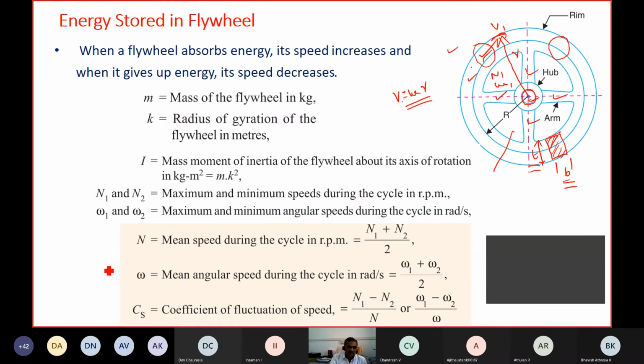Now, the same thing is explained here. So now we are going to derive the expression for energy stored. What is delta E? That is the fluctuation in energy. I told you that at one point the energy will be minimum, and at another point the energy will be maximum. So let us take E1 minus E2. E1 is the maximum energy, E2 is the minimum energy. So how to find energy?